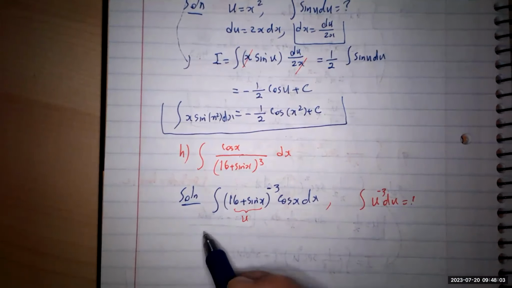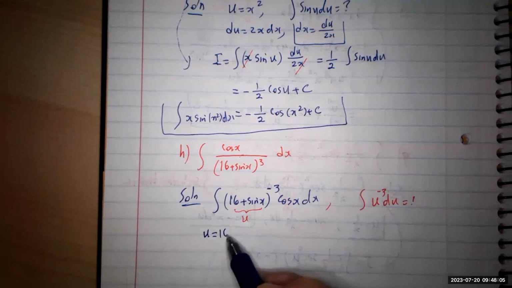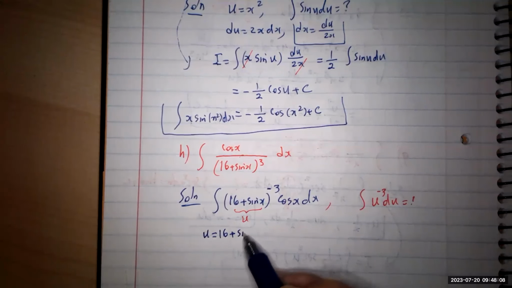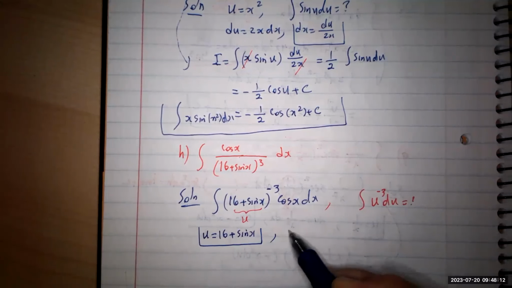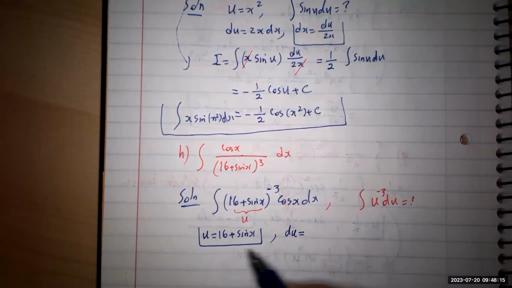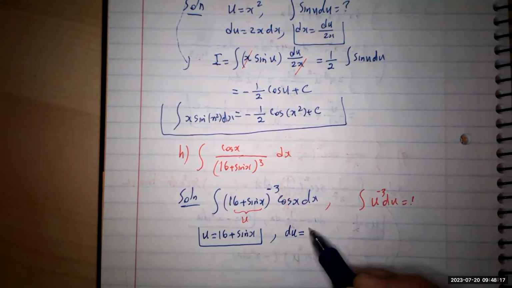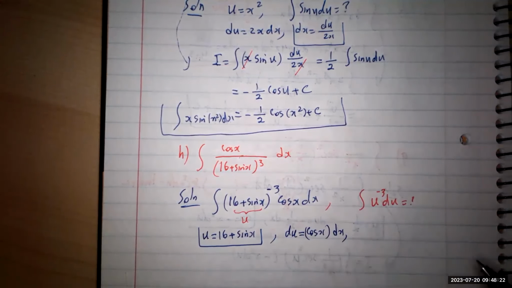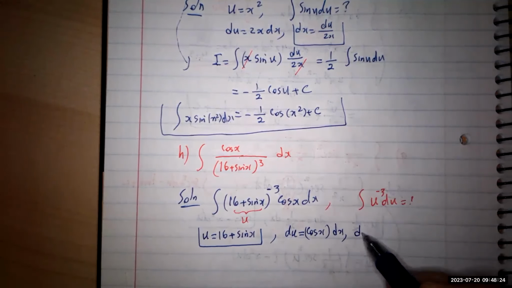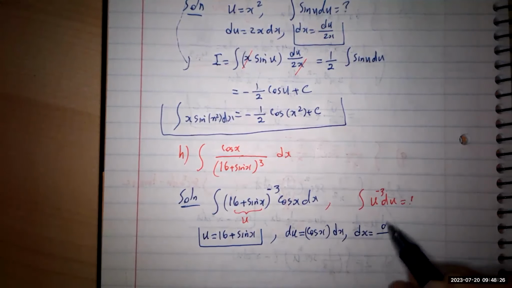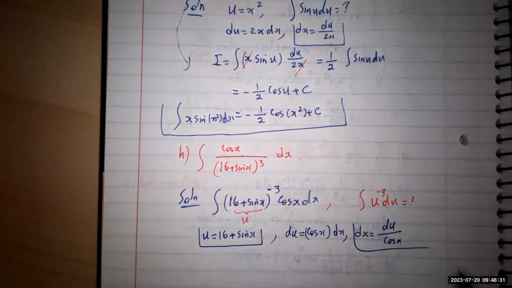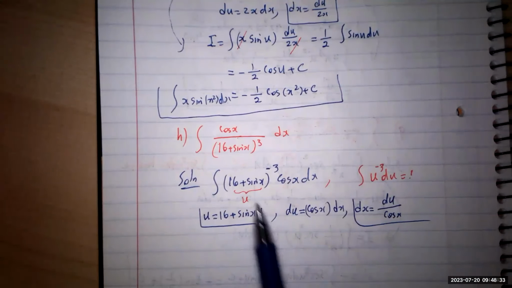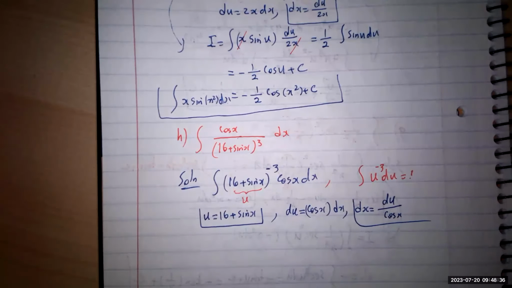But I do the procedure. So it's going to be 16 plus sine x. That's your u. So we find the du. The derivative of 16 plus sine x is cosine x dx. You have to find the dx. So the dx would be du divided by the cosine x. That's it. Go back, substitute quickly, that gives you u to the -3, and then you're done.